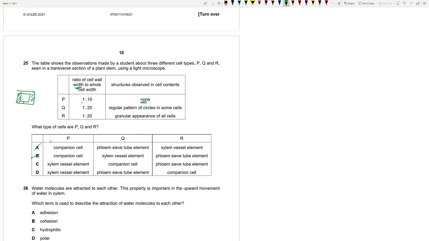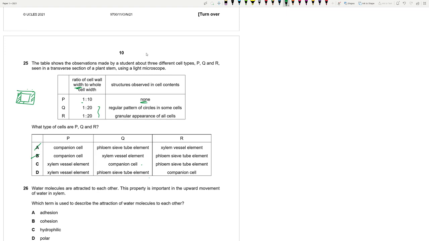Next. Both of these are 1:20. Regular pattern of circles in some cells, granular appearance in all cells. So it's between C and D. Which one is a companion cell and which one is the phloem sieve tube element, right?